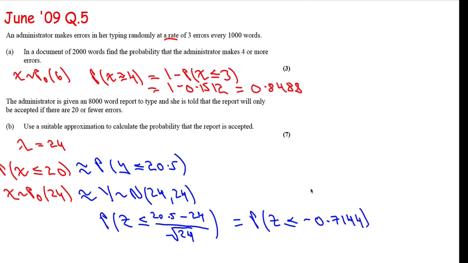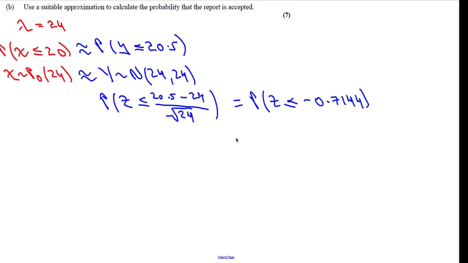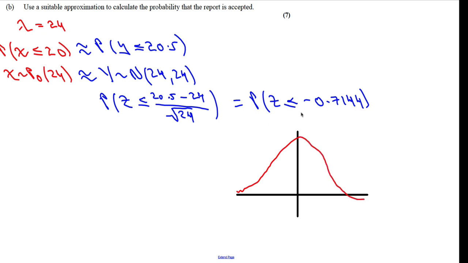Okay, so what we're going to need to do is actually sketch this out as well. So you get to see another one of my wonderful diagrams here. Okay, so I'm just going to sketch a diagram here to show roughly what we're thinking about. Remember, the mean mu is 0 in the standard normal, and minus 0.7144 is going to be, say, over here somewhere. Minus 0.7144. I want that region there, and we can use the symmetry.